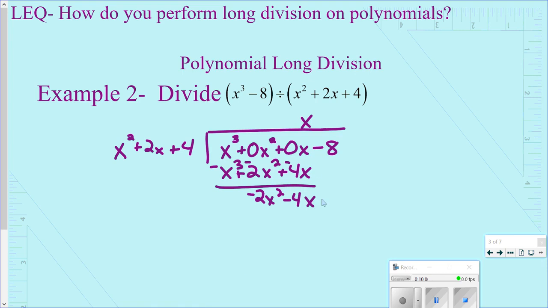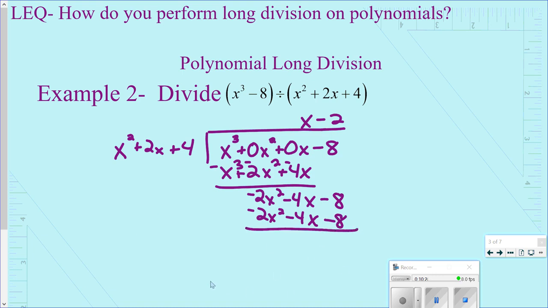Now I'm ready to bring that next term down, which is negative 8. And then I'm starting all over again. X squared into negative 2x squared goes in negative 2 times. So negative 2 times x squared is negative 2x squared. Negative 2 times 2x is negative 4x. And negative 2 times 4 is negative 8.